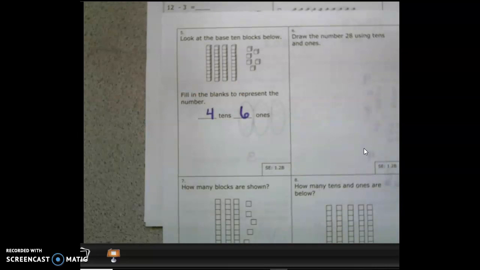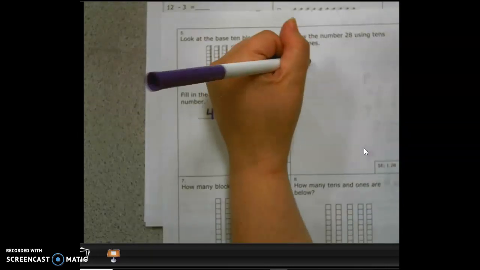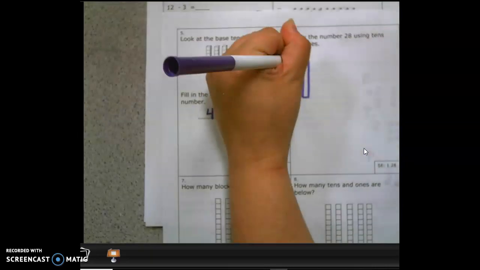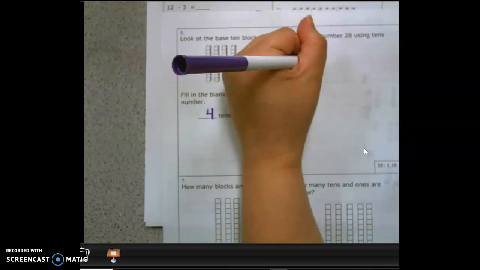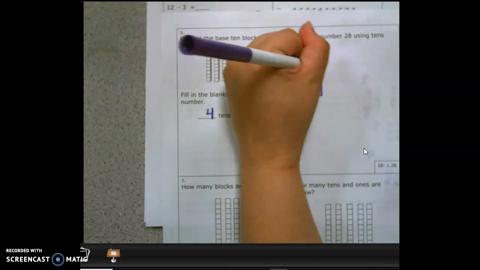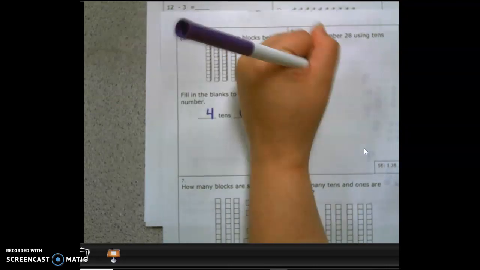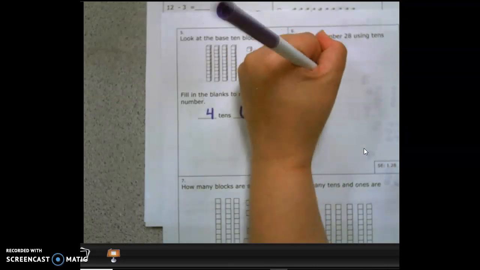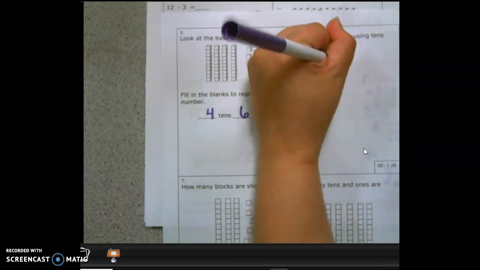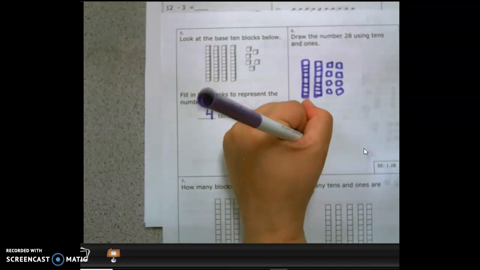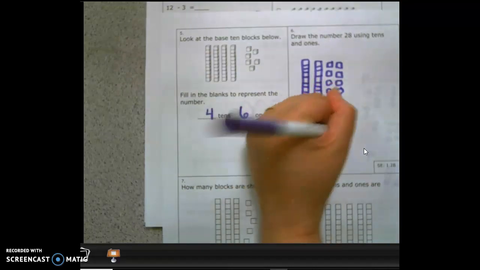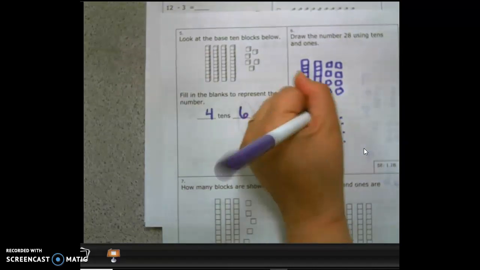Draw the number 28 using tens and ones. So for 28, I have 10, 20, and 8 ones. 1, 2, 3, 4, 5, 6, 7, 8. Another way you could have represented this is 2 lines and the 8. They're both the same. This is just one way to do it.